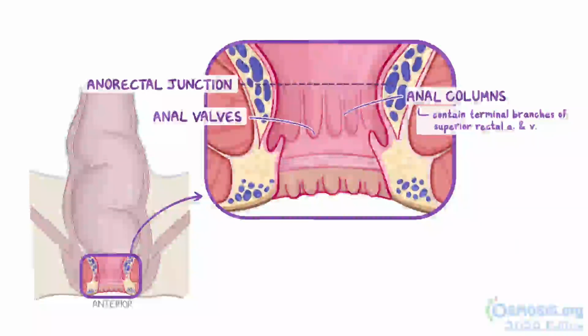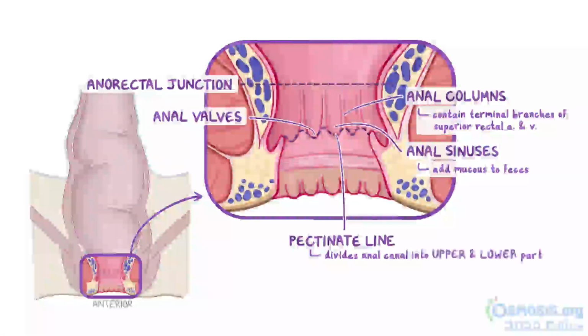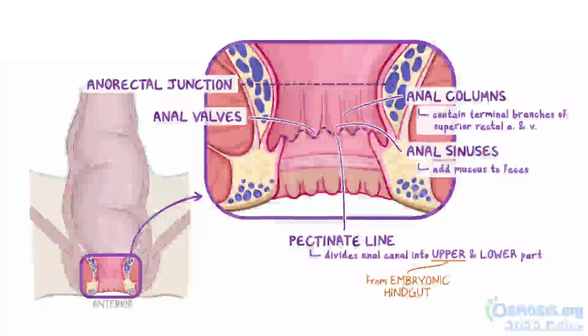These valves have a small space above them called the anal sinuses. These sinuses make defecation a little bit easier by adding mucus to the feces. The lower borders of the anal sinuses and valves form an irregular line called the pectinate line. This line divides the anal canal into an upper and lower part, which differ in embryonic origin. The upper part is derived from the embryonic hindgut, while the lower part is derived from the embryonic proctodeum.